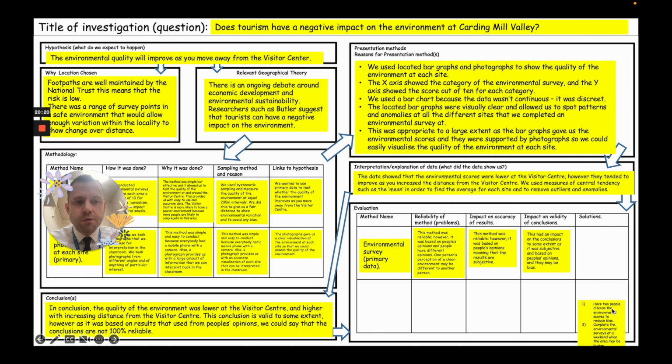Alright? Solutions? Well, you could have two people discuss the environmental scores to reduce this bias. So have two people complete it together and agree on the scores, or three people. Okay? Also checking to make sure they've done everything correct. Second thing, you could complete the environmental survey at a different time. So I've suggested at the weekend when the area may be busier, because at the weekend when people are not at work, there might be more people there, and this might change the impact on the environment. Or it might be different, there might be fewer people there because there's not kids on field trips.